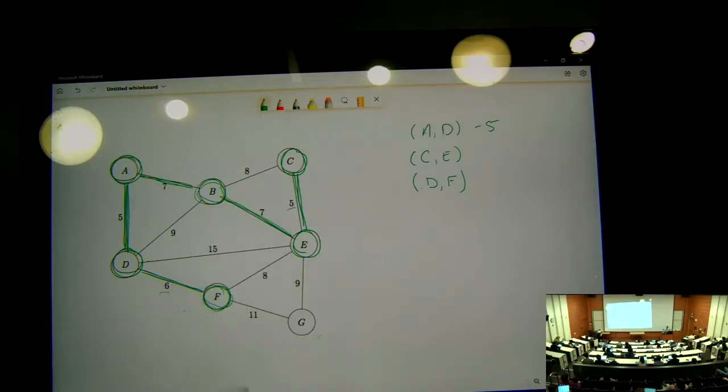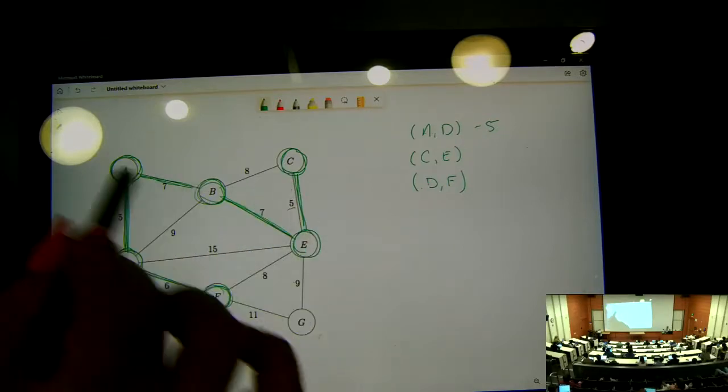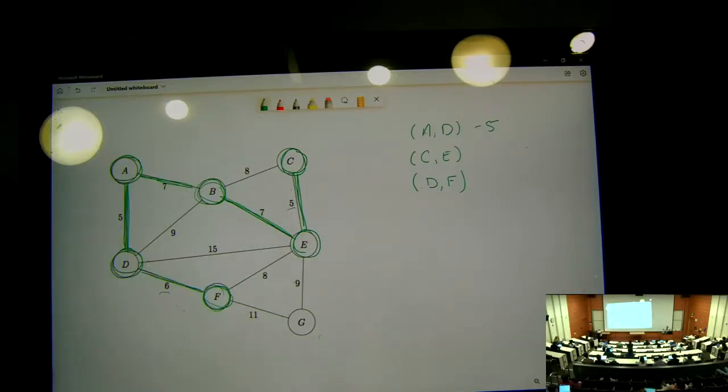Now, what that did was it took our two sort of bigger components. Now we have only two components left in this entire graph. One big component that is C, E, B, A, D, and F, and then another component that is G.